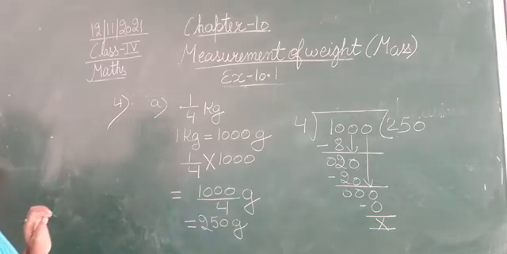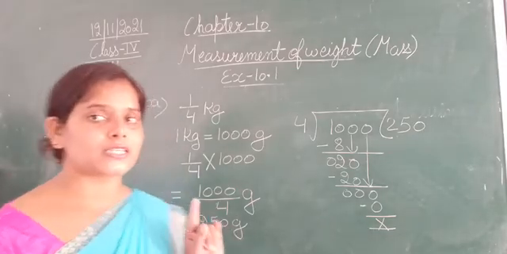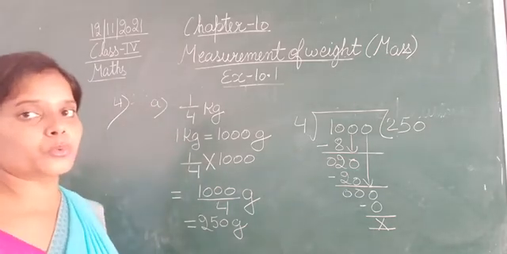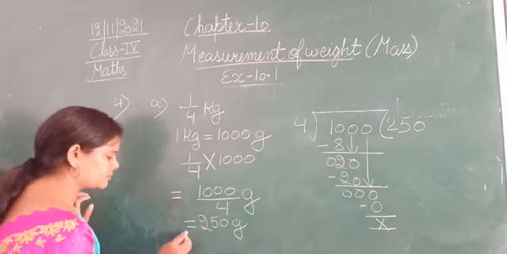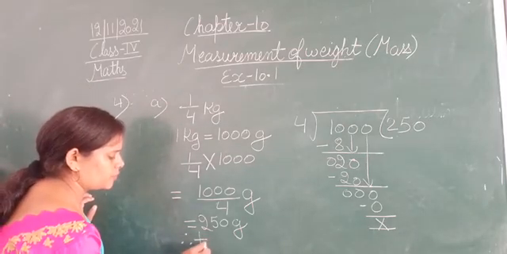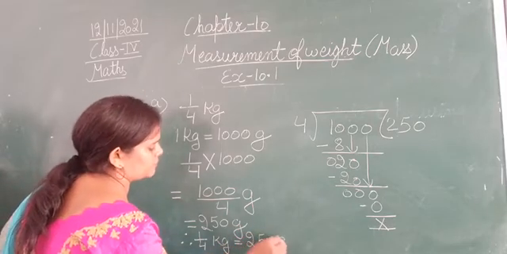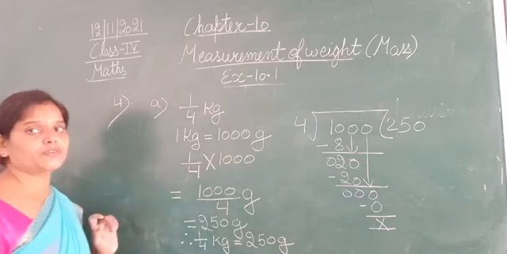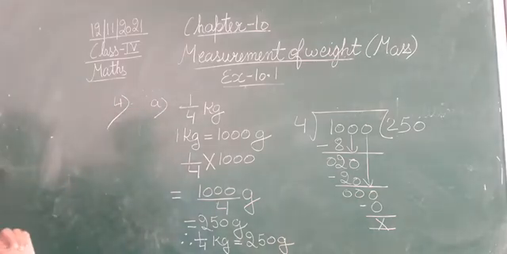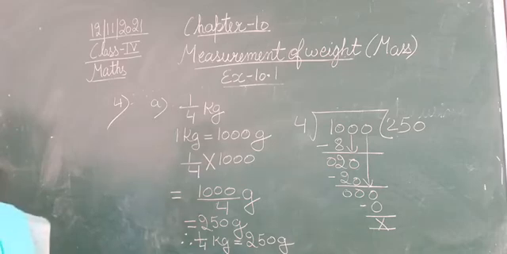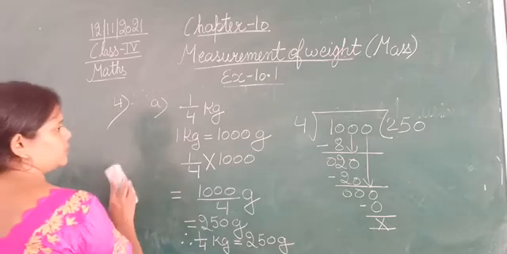You need to write one solution sentence below. Therefore, 1/4 kg is equal to 250 grams. So this is the solution for the A part of question number 4. You can pause the video here and note it down in your notes. Moving on to the B part of question number 4.